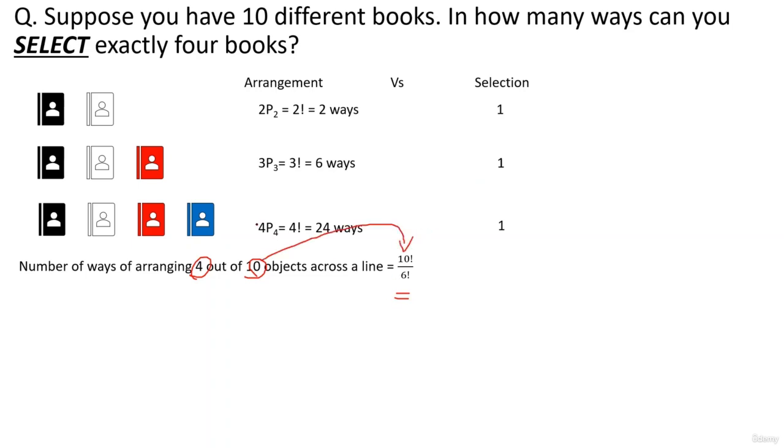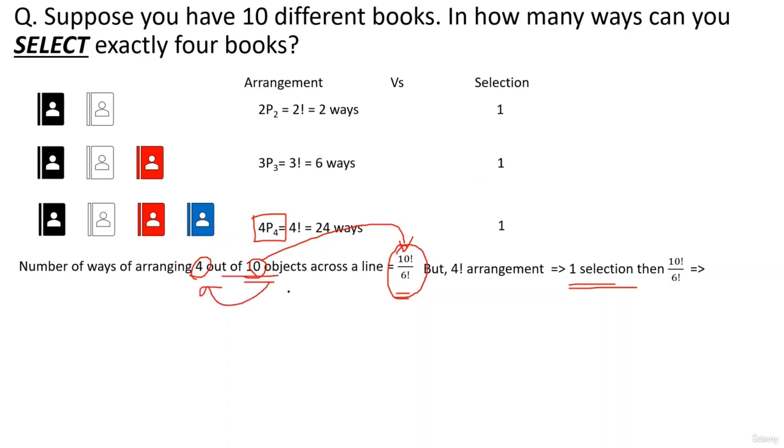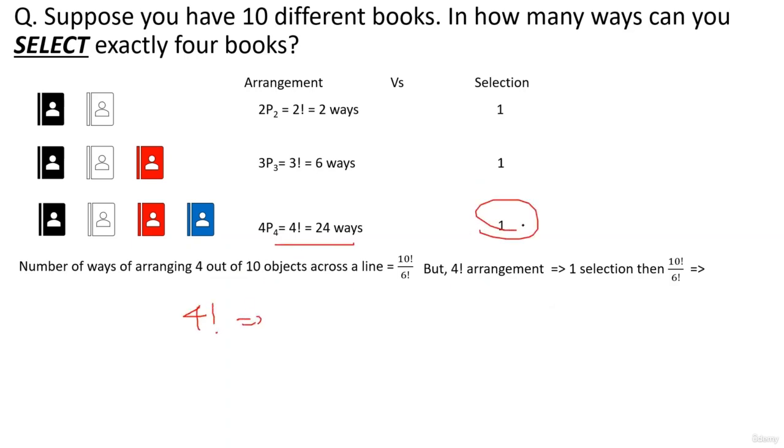Now guys, we saw that for 4 factorial arrangements, we have exactly one selection, right? So if you have 10 factorial upon 6 factorial arrangements, which are arrangements of 4 objects out of 10, we have to find how many selections we can get from them. So 4 factorial arrangements correspond to only one selection. So when 4 objects are to be selected from 10, in how many ways can we make that selection? That is, 4 factorial corresponds to 1, then 10 factorial upon 6 factorial corresponds to what? You cross multiply, and you get this question mark as 10 factorial divided by 6 factorial into 4 factorial. Cross multiplying, that's what we get.